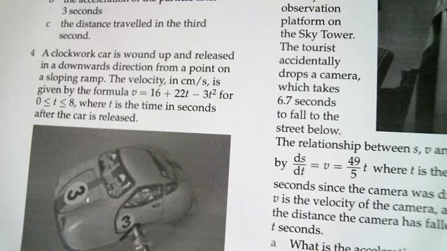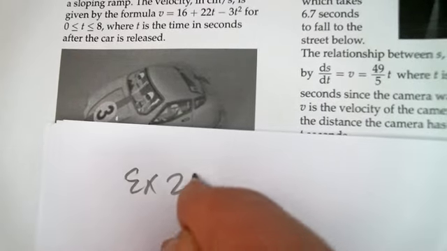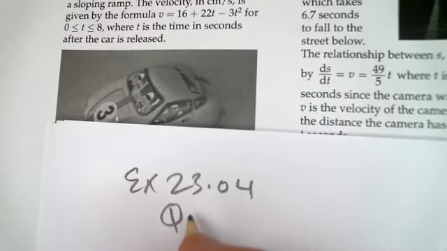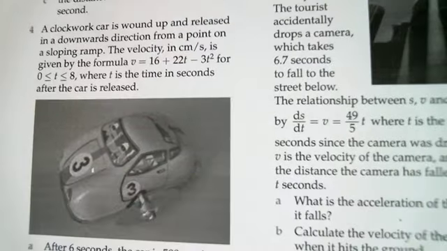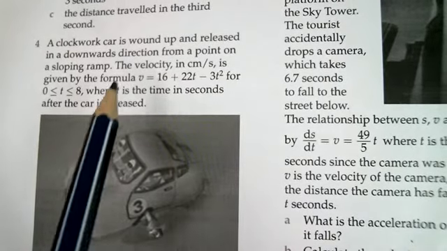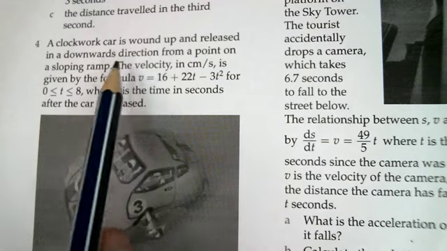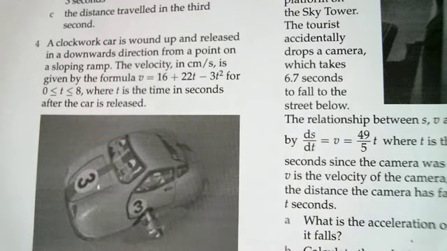Let's take a look at question 4 from exercise 23.04. So it's exercise 23.04, and we're in question 4. It says a clockwork car is wound up and released in a downward direction from a point on a sloping ramp. The velocity in centimeters per second is given by an equation, with some inequality restrictions, where t is time in seconds after the car's released.